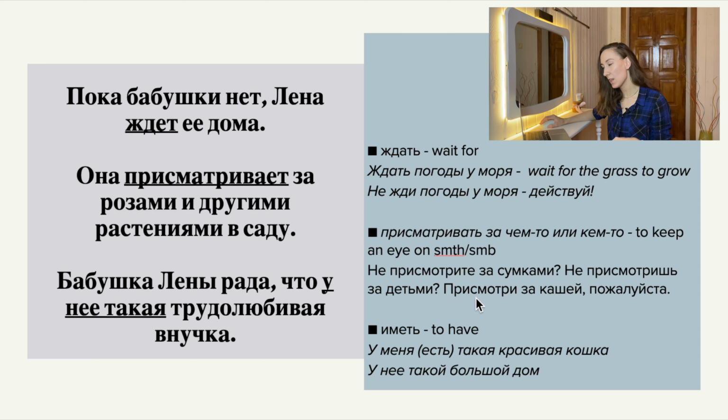Then let's move on to another example. Присмотри за кашей, пожалуйста. Keep an eye on my porridge, please. In this sentence, when we use the verb присмотри, we're asking a person to cook the porridge for us. For example, I have to answer the phone call or I have to make a phone call and I ask my husband to keep an eye on my porridge. If this porridge needs to be mixed, he will take care of it.